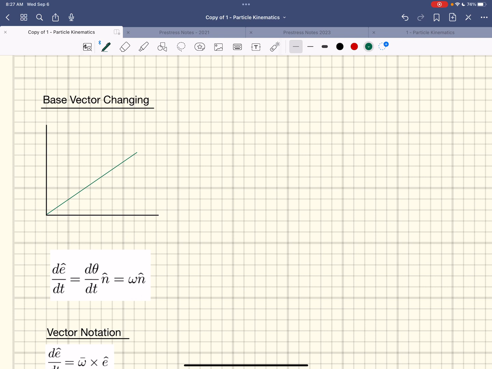We've got a vector, a base vector. We'll call it E hat t. A short time later, it rotates over to another position. We'll call this E hat of t plus delta t. Just a short time later, it moves, and it actually moves perpendicular to the original base vector. That's just a 90 degree angle right in there. This guy right here we're going to call delta E hat, the change in the base vector.